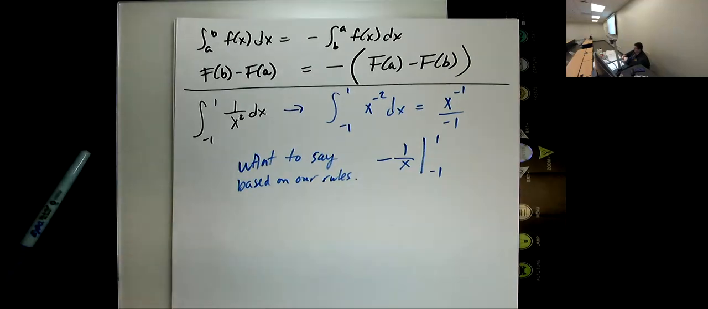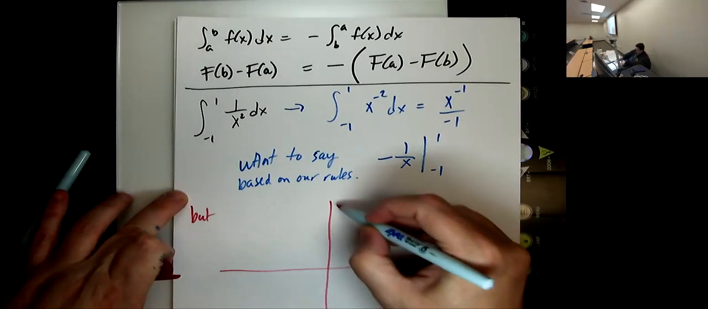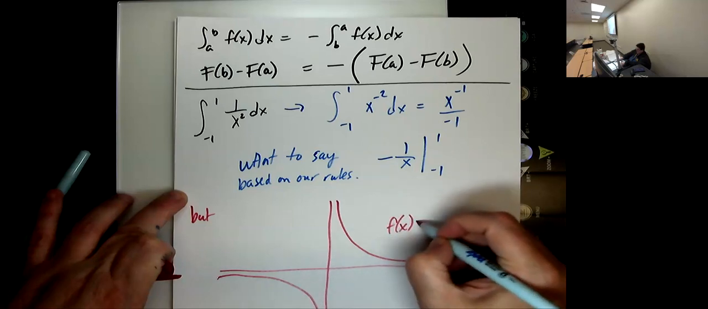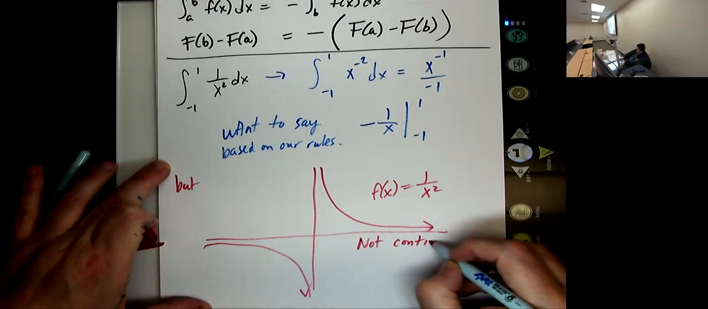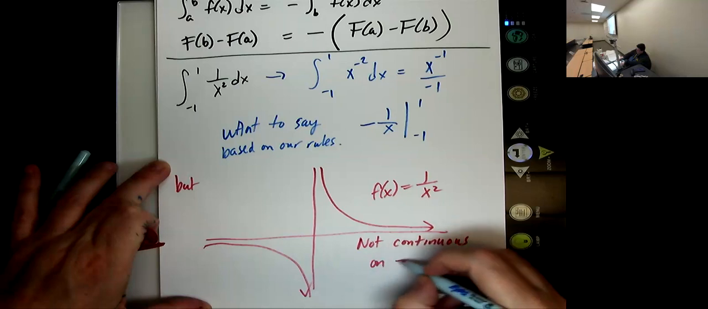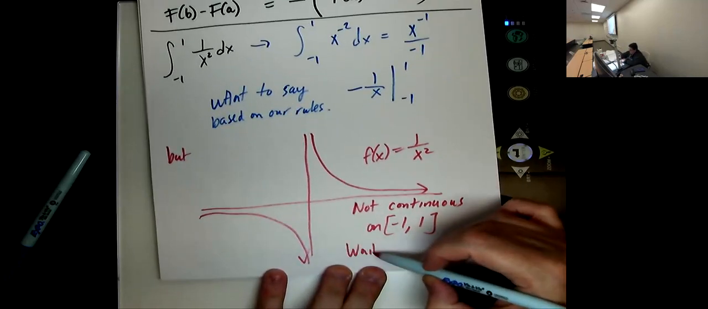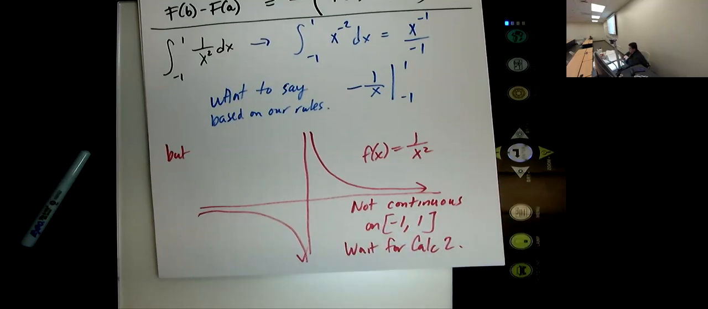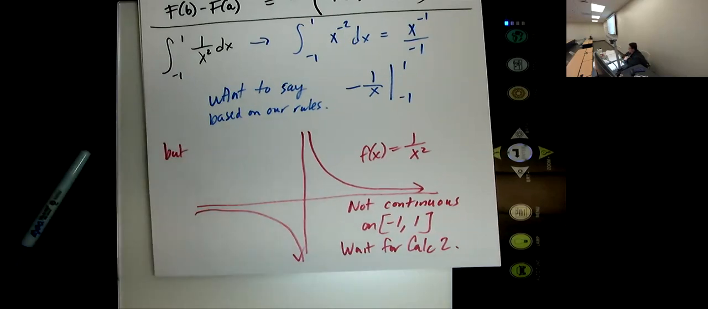But f of x equals 1 over x squared is not continuous on -1 to 1. So wait for Calc 2. They will address how to deal with these things. We can see there's an asymptote. You'll see in Calc 2 how to deal with those.